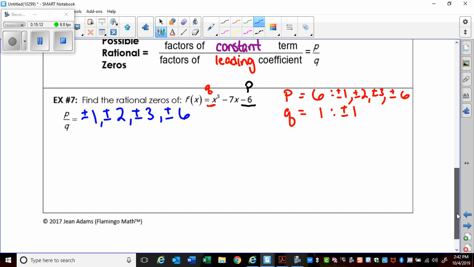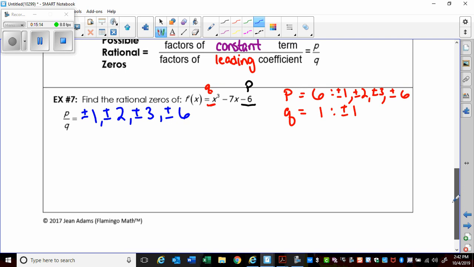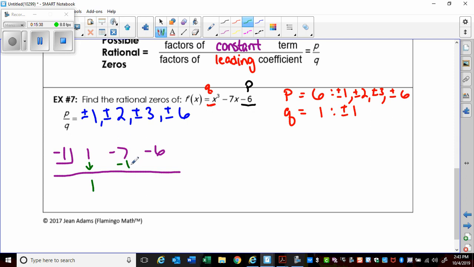So let's find the rational zeros. We have to find the actual zeros. Alright, well, let's try -1. And I'm going to write down the coefficients. I have a 1, a -7, and a -6. Draw a line underneath it. Bring down the 1. 1 times -1 is -1. -7 plus a -1 is negative.